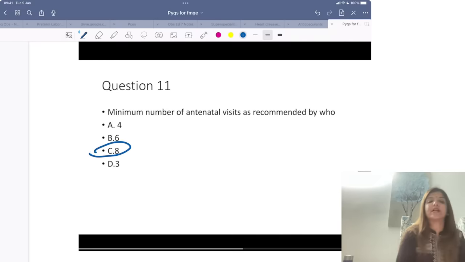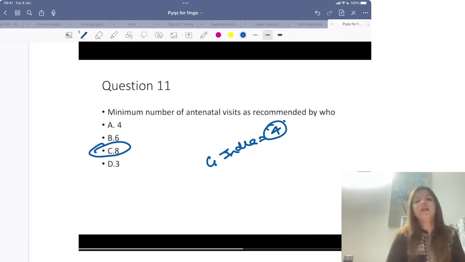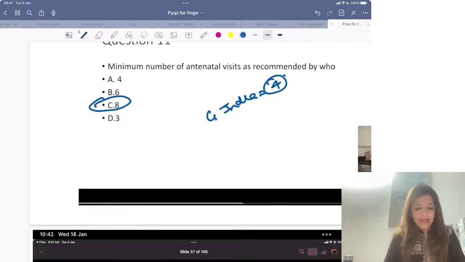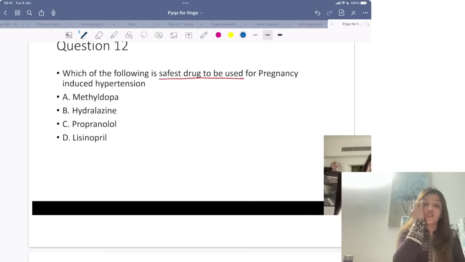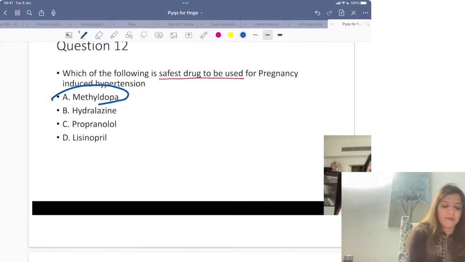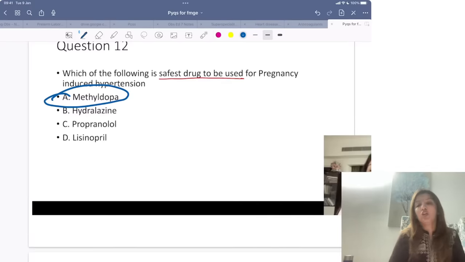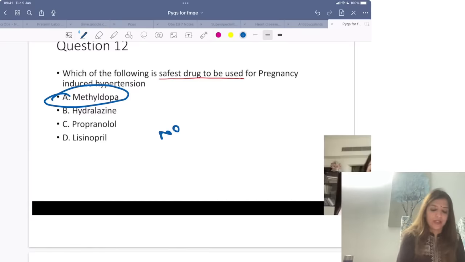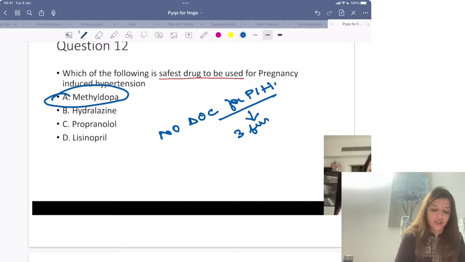WHO's new recommendation is 8 antenatal visits. According to the Government of India, there are 4 antenatal visits. Right? Then, which of the following is the safest drug to be used for pregnancy-induced hypertension? The safest drug which can be used for pregnancy-induced hypertension is methyl dopa. Please remember that now they say there is no drug of choice for PIH. Now they say for PIH there are 3 first line drugs.